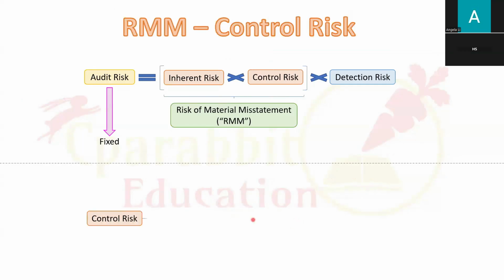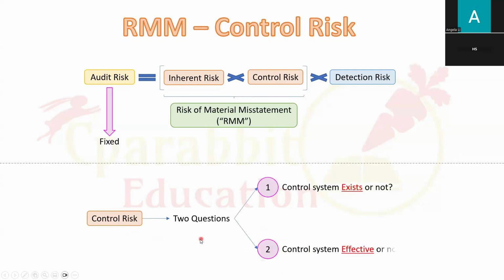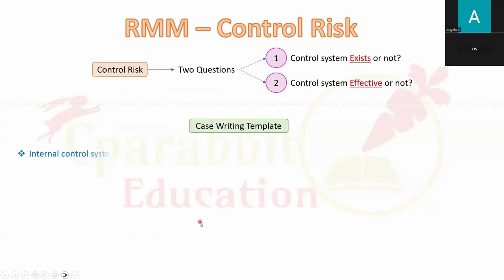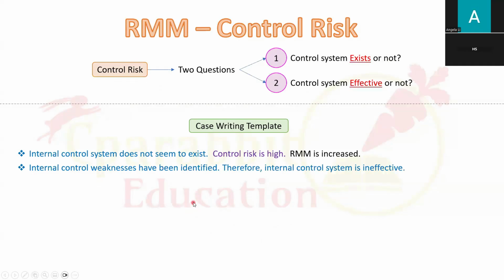So this is the example I just gave you. For the control risk, you just ask, does the control system exist? Or is the control system effective or not? So if there's a separate assurance AO asking you to identify internal control weaknesses, then it's pretty clear that you have identified several internal control weaknesses, so the control risk is high and then RMM is increased. Several internal control weaknesses have been identified, and then the internal control system is ineffective, cannot be relied upon. So the control risk is high, RMM is increased. You can just memorize those things. These are the case writing templates I give you.